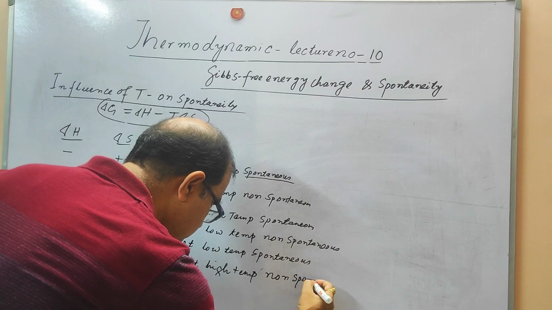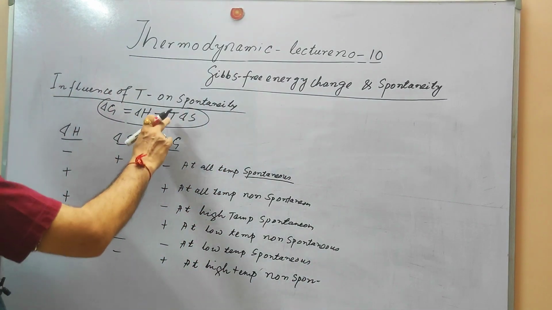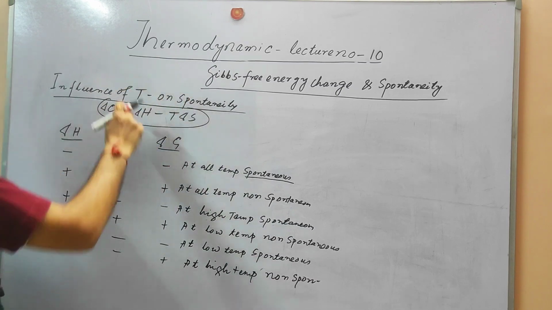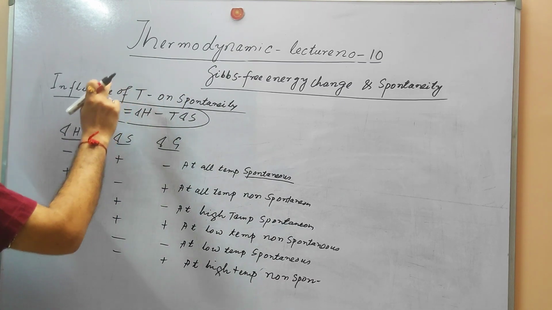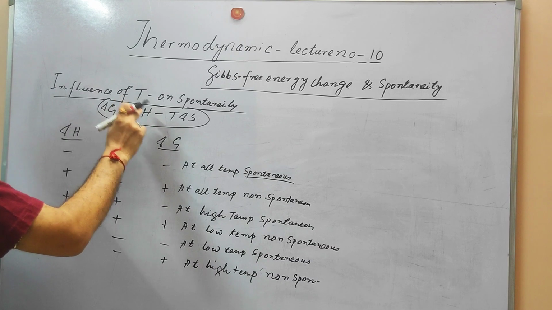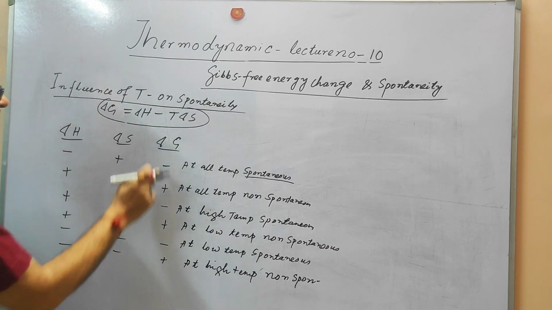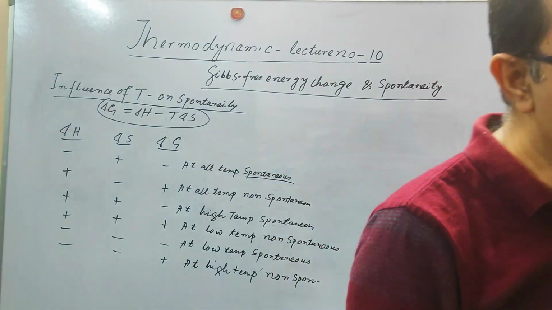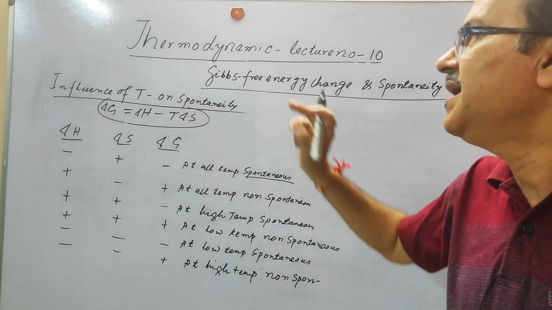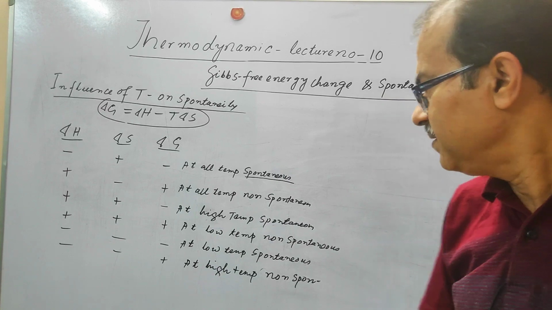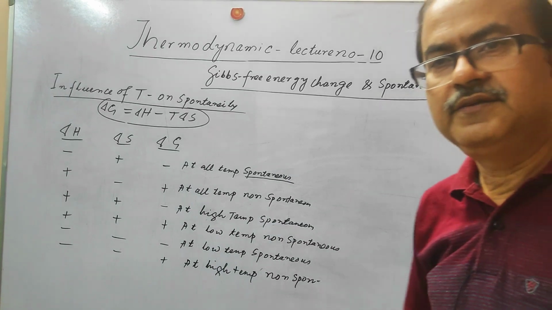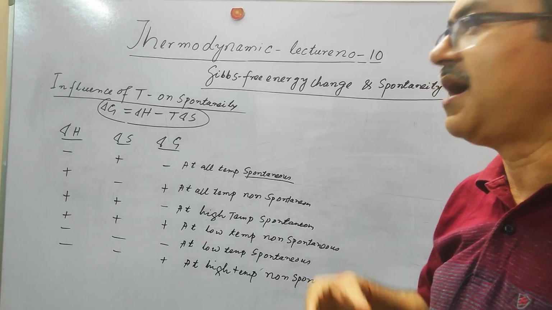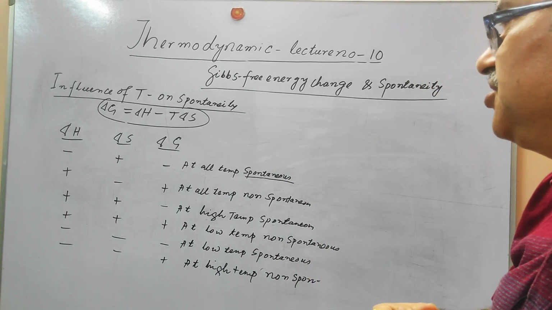How is it non-spontaneous? You can easily understand: this is plus and this is minus, and when this value becomes higher, it will outweigh this delta H, that is the enthalpy, and the value of delta G will be plus. This is how the spontaneity of the reaction depends on the temperature. I think that is understood. That's how this happens when the temperature is changing.